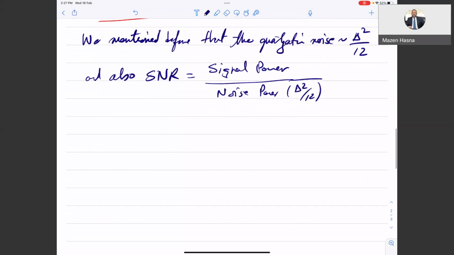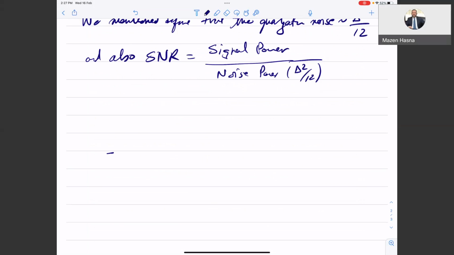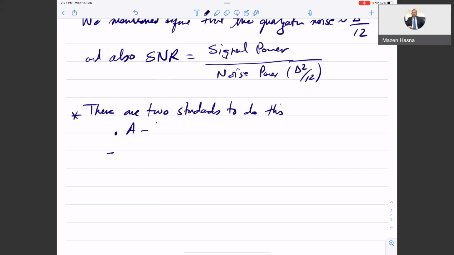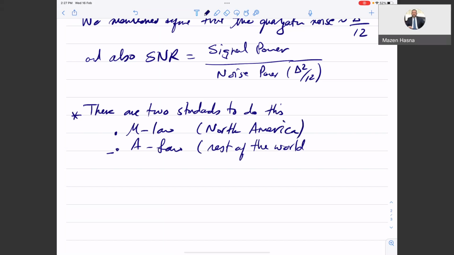Okay. So there are two standards to this: the mu law, which is used in North America, in telephone systems, and the A law, which is used in the rest of the world. In this part we are only users, right?